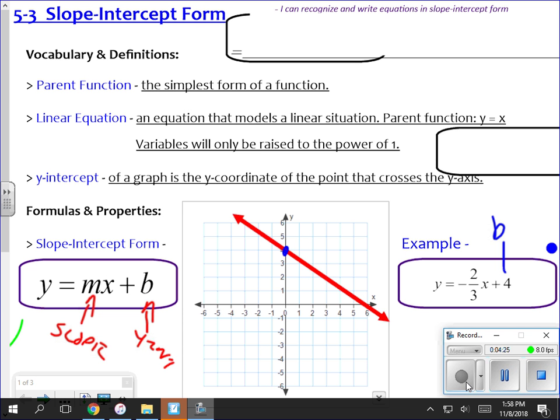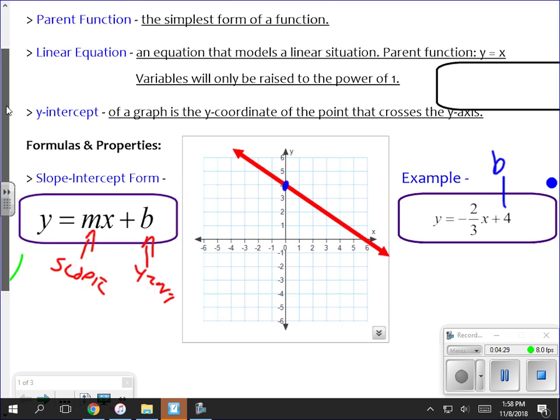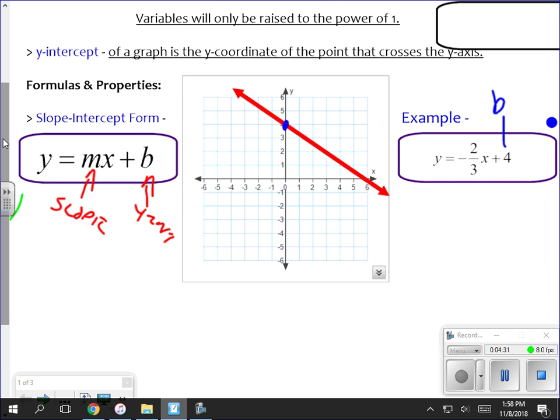Our slope. Let's slide this up. That's our slope, negative 2/3. If I pick another point, and I go over and down, I go over 3 and down 2, our slope is our rise over run, so it'd be negative 2 over positive 3, our slope is negative 2/3. So you can see how the equation and the line match each other.